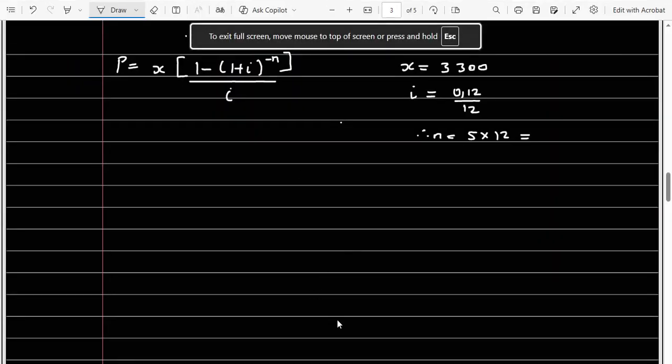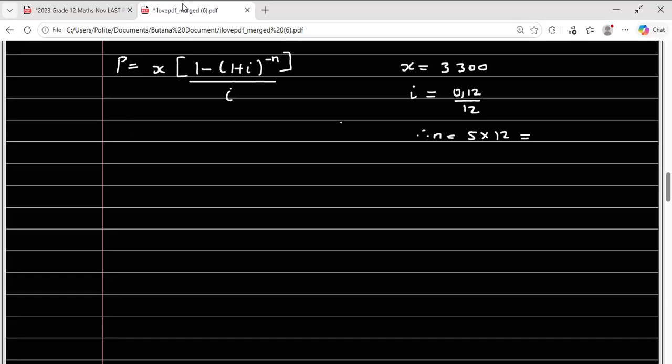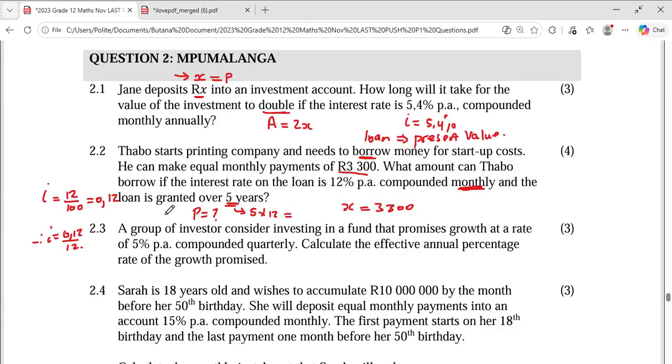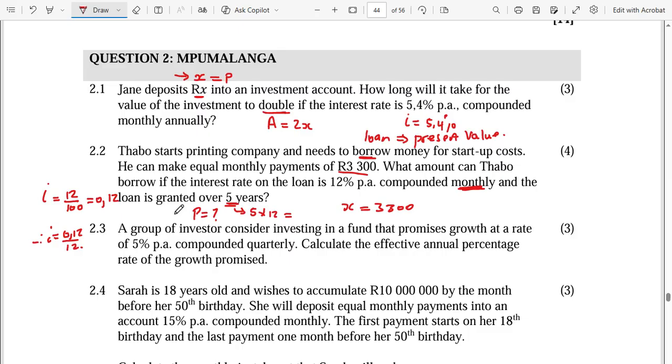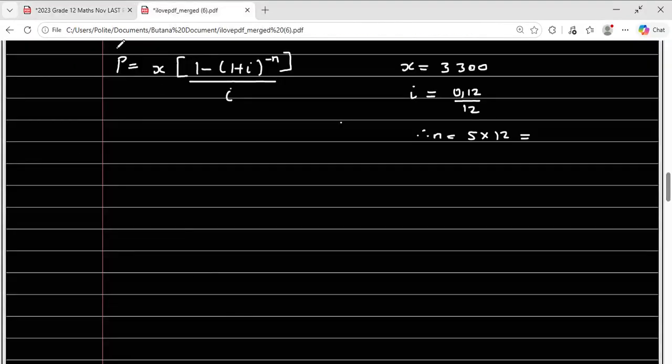Right. So now I think I have everything. I have i and n, and then I can just do the substitution. You see? Simple. What will be the present value? To answer this question, let's read the statement. Tavo starts a printing company, needs to borrow money for a startup cost. He can make equal payments. So, guys, you have two types of formulas. Let me explain this because it's very important that we don't do guesswork.